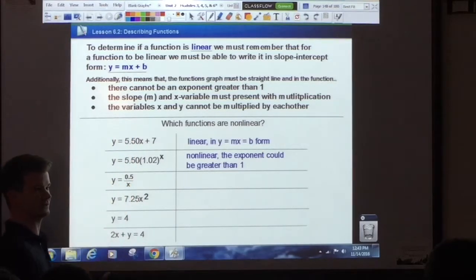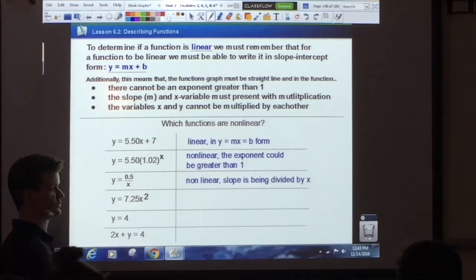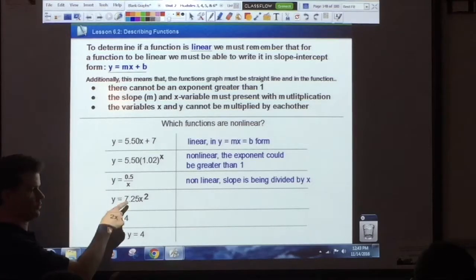Now what about this? Do you think this is linear? No, because of division and the x is on the bottom. If the x is on the top, it could be linear. It could be, but the x is on the bottom. Non-linear.